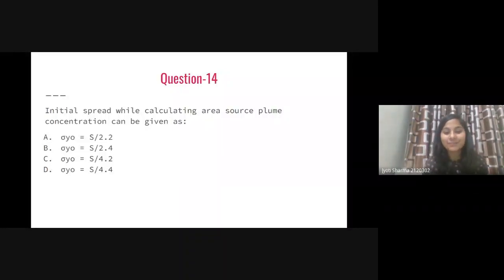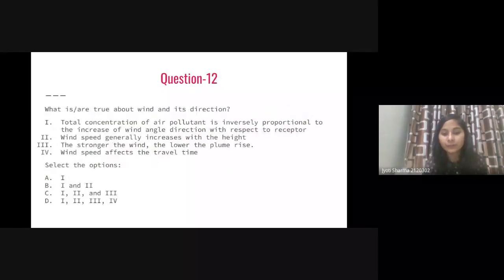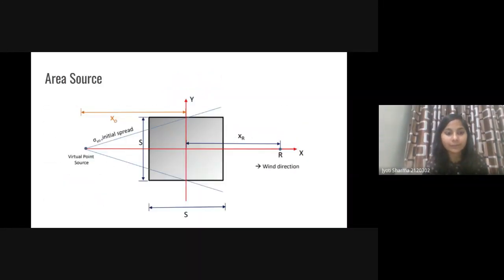Anyway, so after that you will get the standard deviation. So this will be the initial spread. Based on that initial spread, you will calculate the distance of the virtual point source to the area source. And how can you calculate this? This can be calculated by a graph. In that graph, on the x-axis we have the distance, and on the y-axis we have the standard deviation. So from that graph, you will get the distance between the virtual point source and the area source.